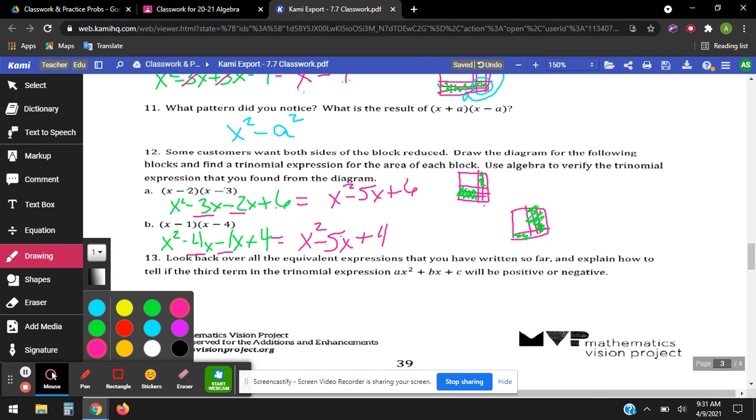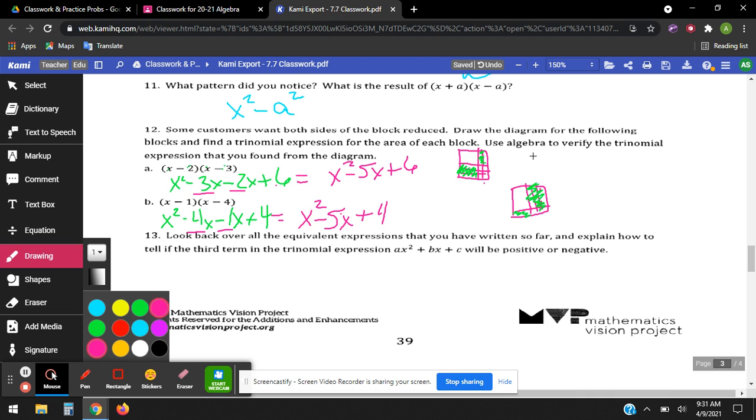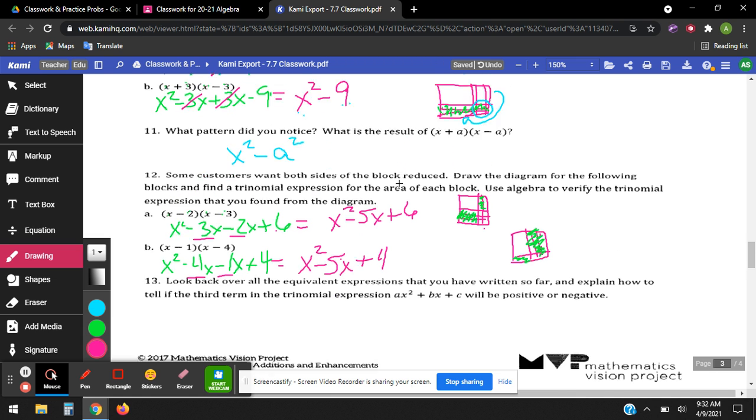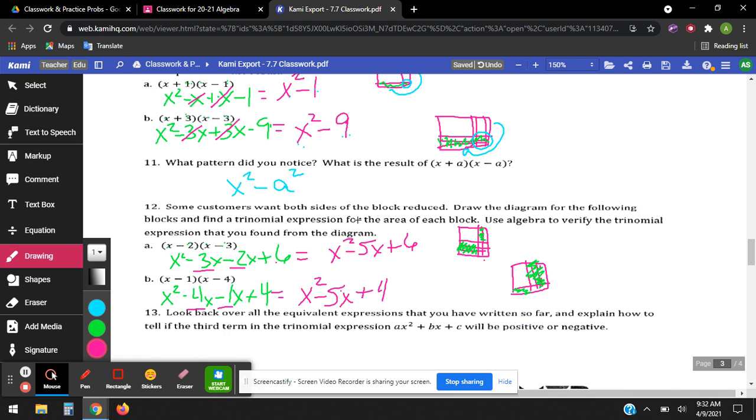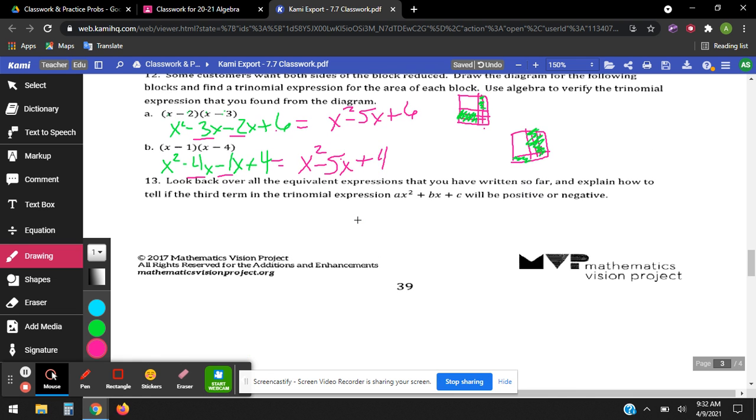So if we look back over all these equivalent expressions we've written so far, explain how you tell if the third term in the trinomial will be positive or negative. So here they ended up positive. Here they were all ending up negative. How do we tell the difference? Let's see, text box here.